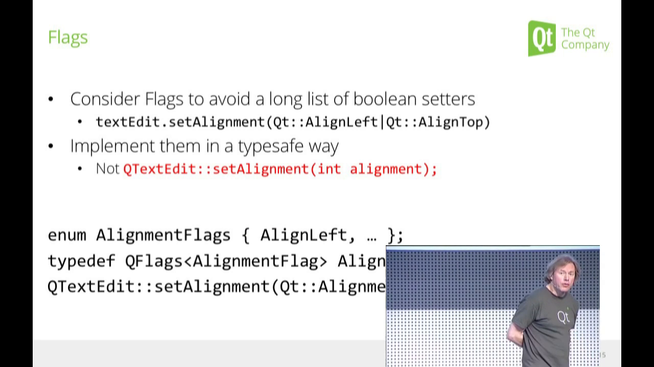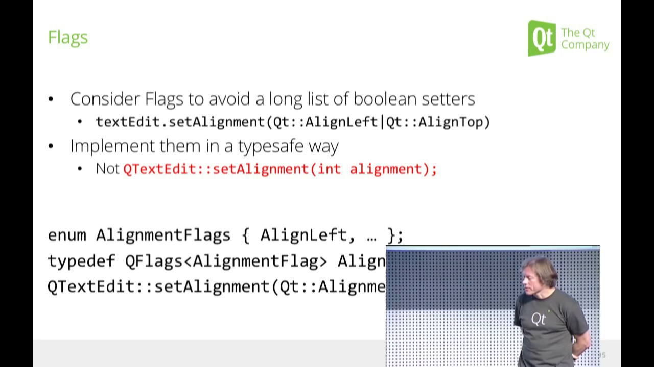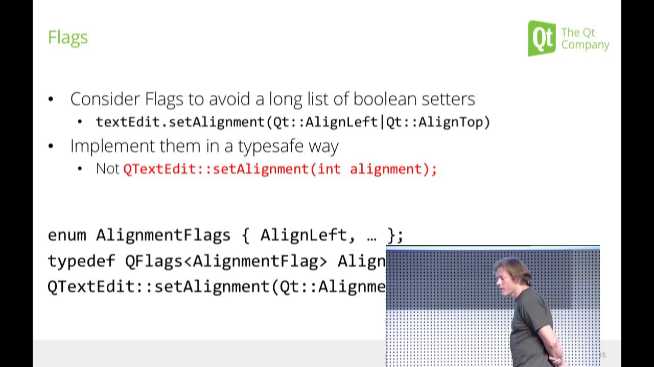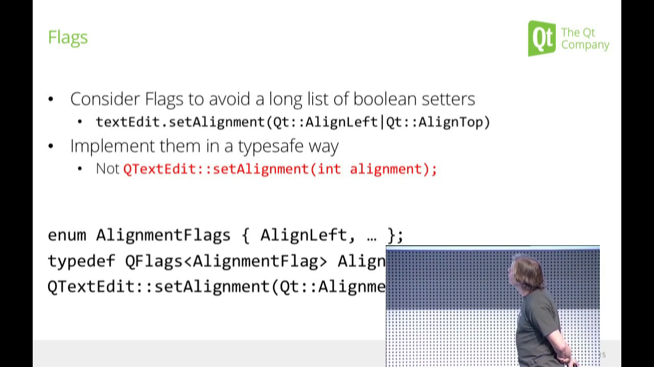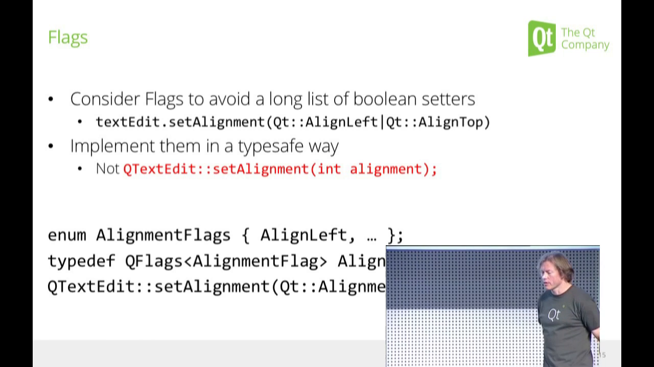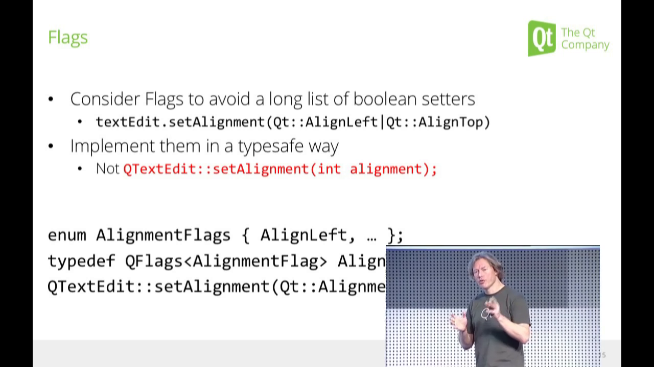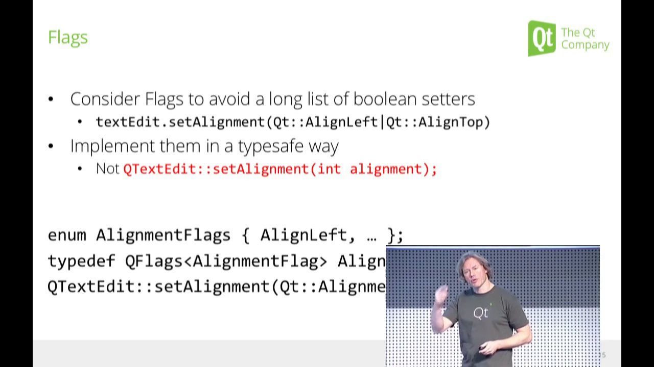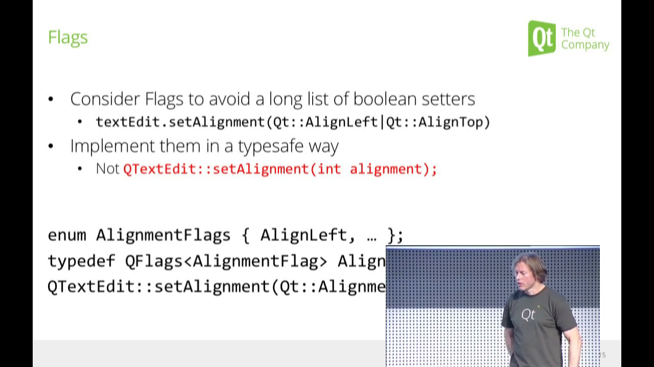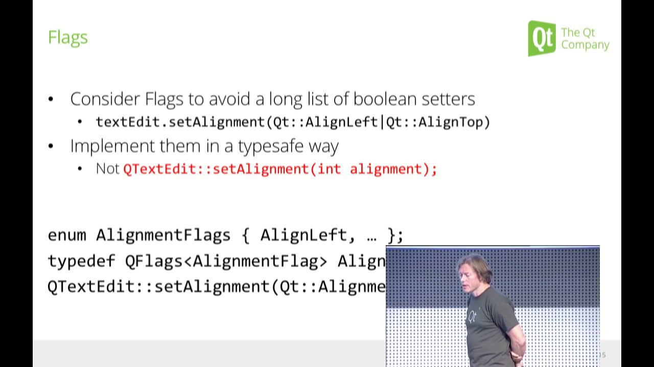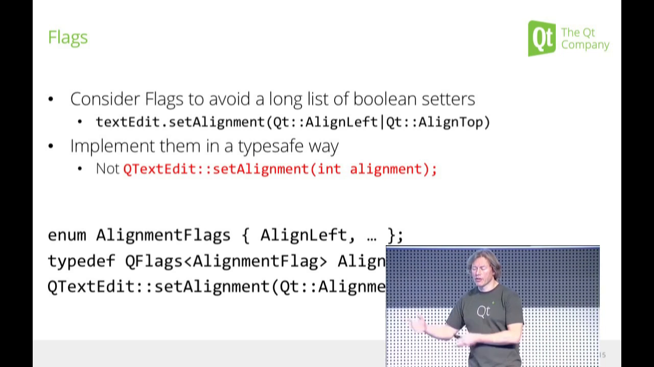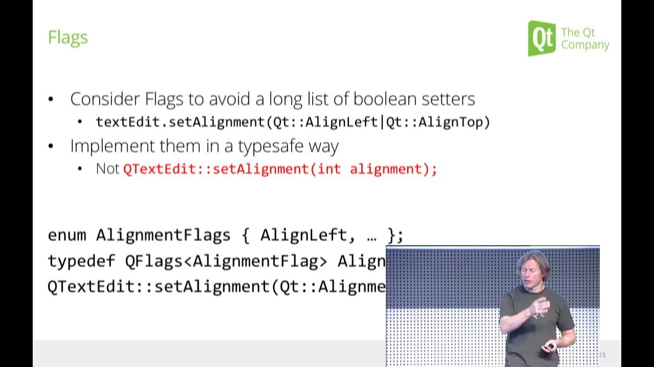Another thing that I found very useful is to use bit flags. Usually encode them as enums, and then it really helps reducing the space of what you have. Instead of having 10 different Boolean setters for the different properties, you have one setter for the flags. One example here is setAlignment, and you say align left or align top. So you want it on the top left.